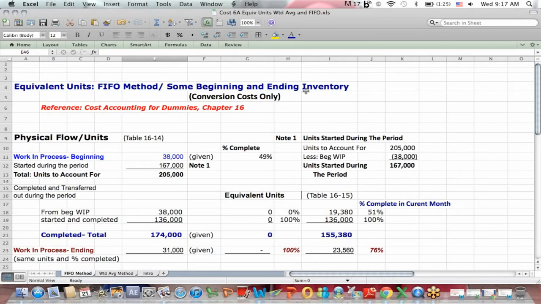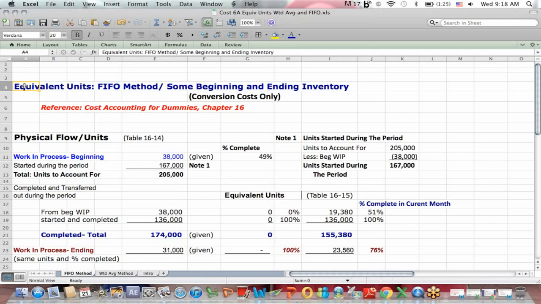What I've done is, based on a question I was asked by a student, I've taken a template that I used when I wrote the book Cost Accounting for Dummies. This information is taken from chapter 16, which is the chapter on process costing.